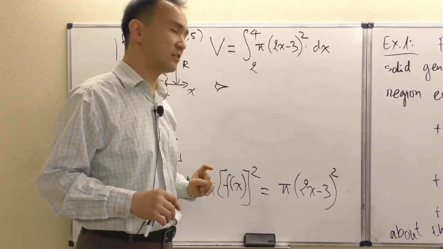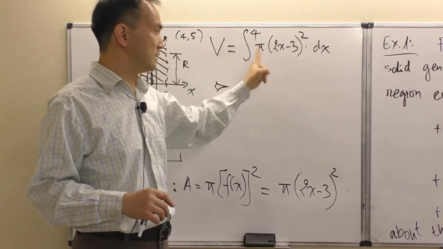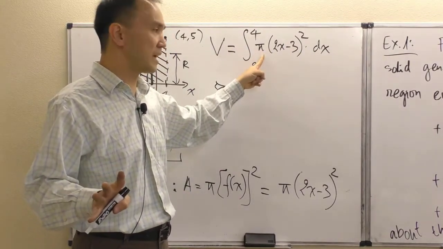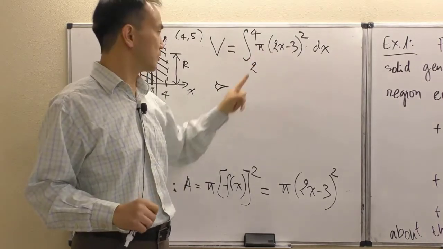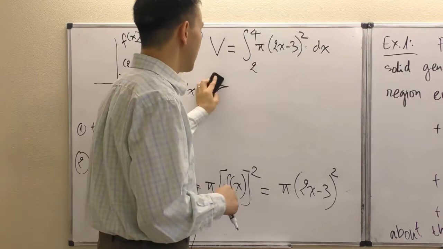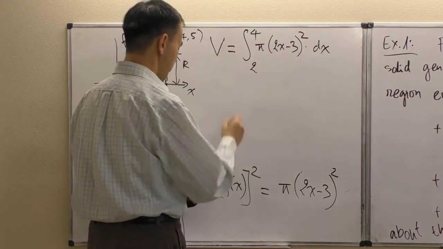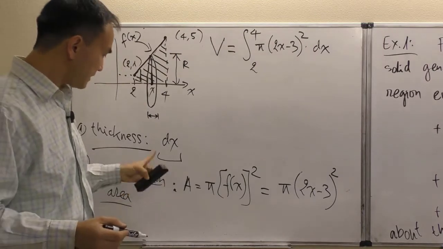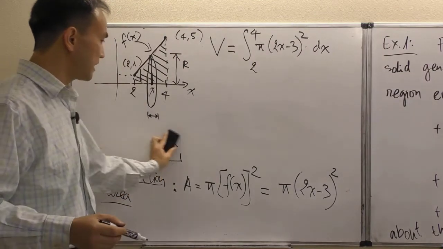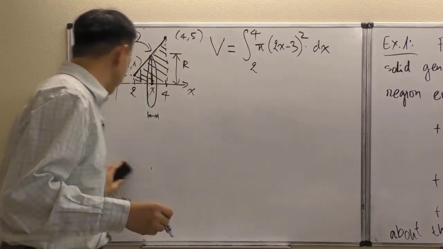We already had our volume successfully set up as a definite integral. Now notice for ourselves that pi here is a constant, so we can put it in front of the integral as a coefficient. And so continuing into the next step, at this point, allow me to erase this here because I need more space to advance on my board.